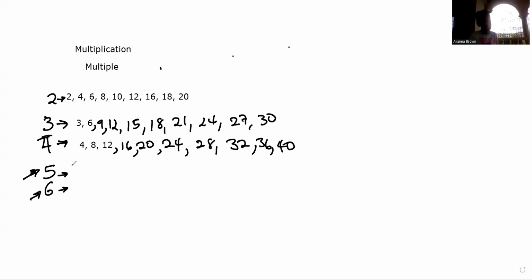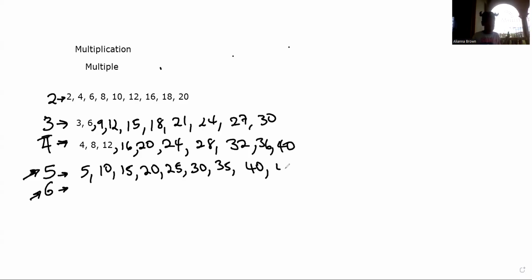So we're going to add 5 to 5, it gives 10. 10 plus 5 equals 15. 15 plus 5 equals 20. 20 plus 5 equals 25. 25 plus 5 equals 30. 30 plus 5 equals 35. 35 plus 5 equals 40. And 40 plus 5 equals 45. And 45 plus 5 equals 50.